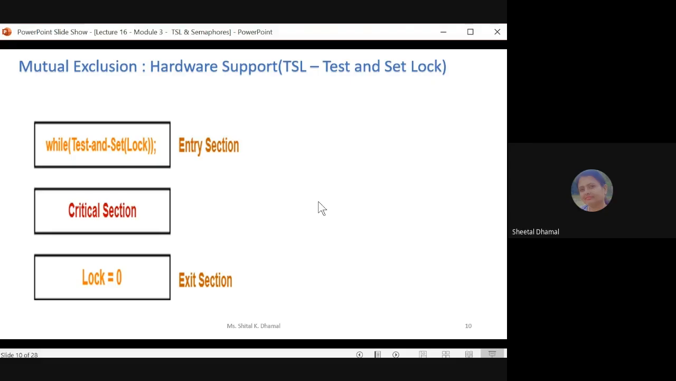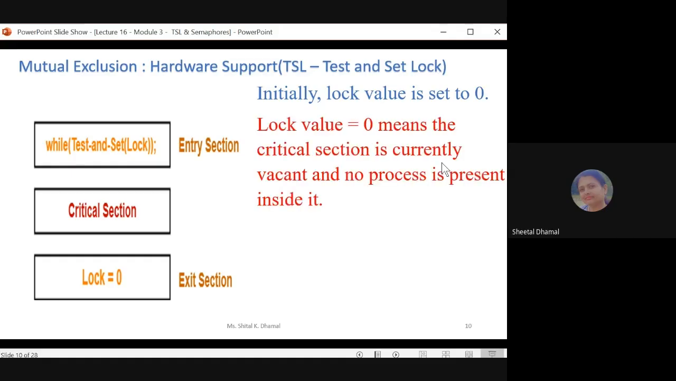Okay, so let us consider that two processes are there and they want to execute the critical section. Initially the lock value, that is the flag value, is set to 0 because it uses only two values, 0 and 1. Now what is the meaning of 0? If the value of the lock is equal to 0, it means that the critical section is currently vacant, that is, no process is utilizing the CPU. Currently this section is empty.